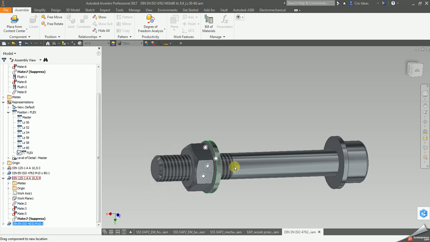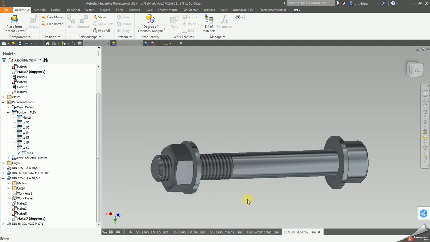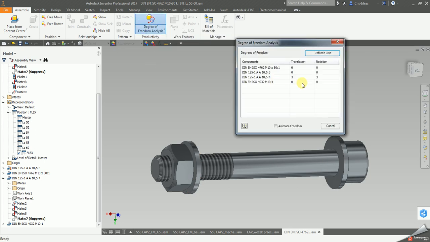If I drag with a mouse, we have basically the same as we had in the master when I suppressed that. But when I do the degree of freedom analysis, the analysis strangely shows 6 degrees of freedom that are free for the same washer that had only 1 degree of freedom when I was in master positional representation, and I have suppressed this constraint.